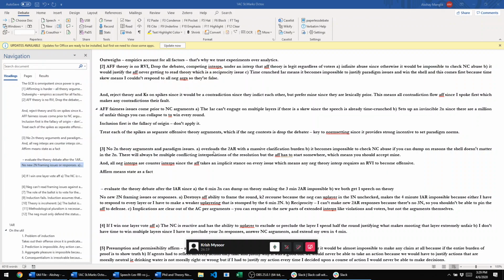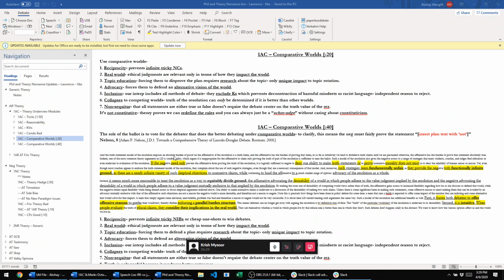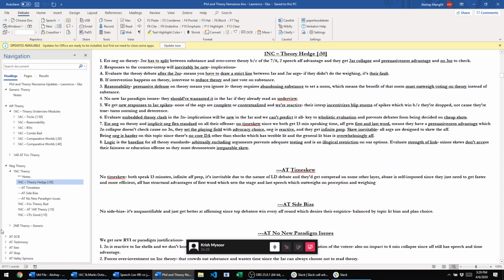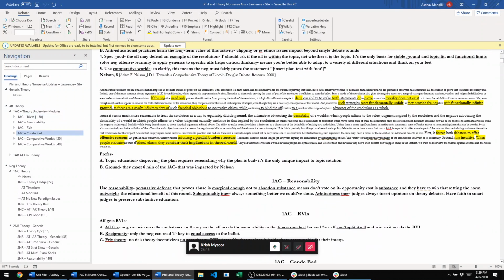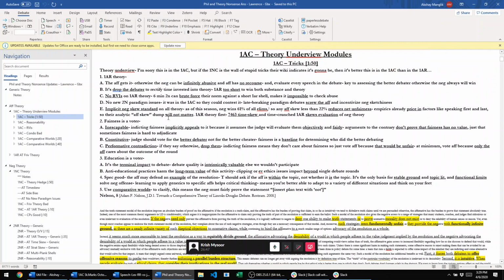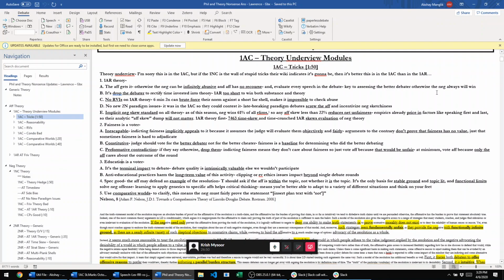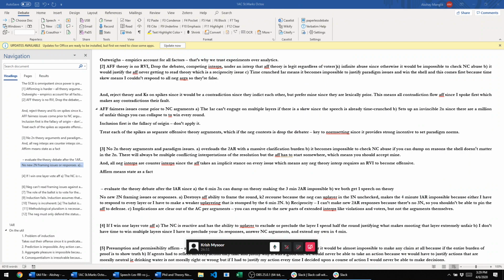In Coach Lawrence's file, he has, I think, broad responses to a lot of these different arguments. So like theory hedges, in the 1AC section, there are responses to tricks that you obviously wouldn't read yes 1AR theory, but you read fairness as a voter, education as a voter, comparative worlds, evaluate every speech in the debate, what have you.